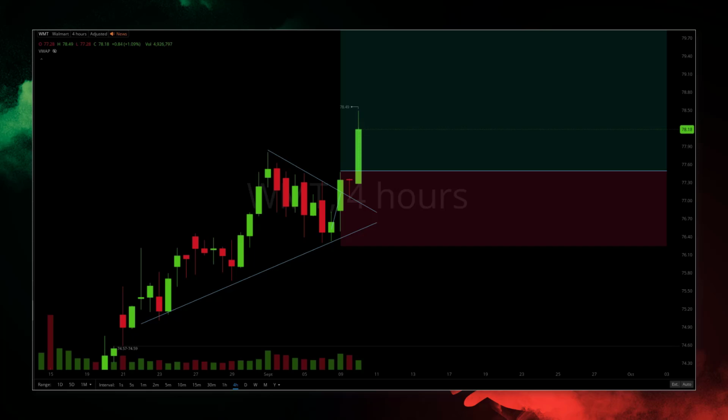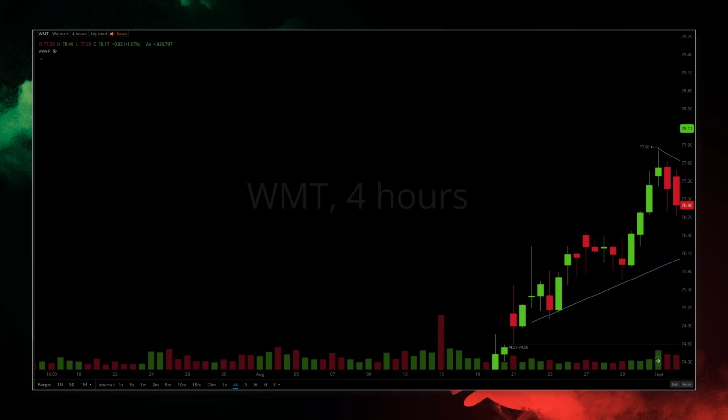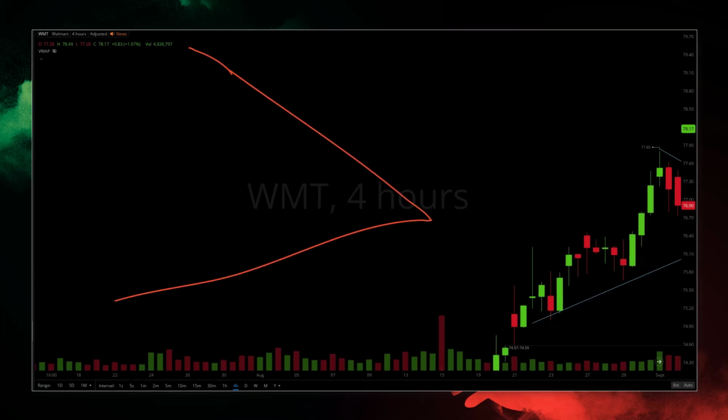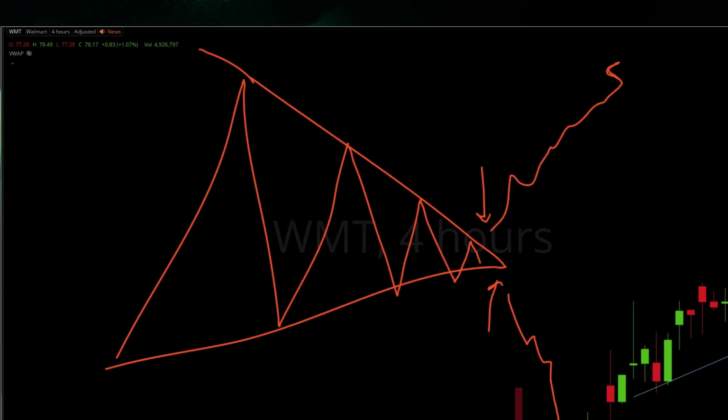I'm just drawing the chart here. Actually, let me move over here. A spring trade is essentially a very simple pattern. It is a triangle pattern, and a lot of you guys have probably seen these patterns before. If it breaks below, typically we do see a strong move down. If it breaks above, typically we see a strong move up.